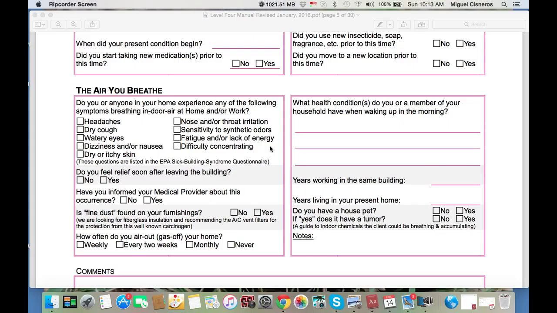Do you have a house pet? Yes. If yes, does it have a tumor? Now, this is 2016, and if we go back 10 years, none of us heard of a dog or a cat with a tumor. It seems like we now have an abundance of that.